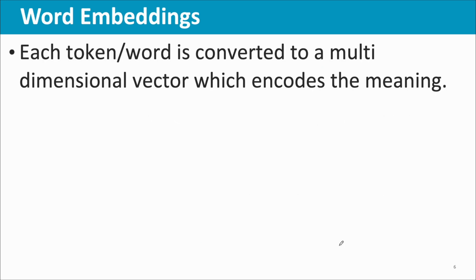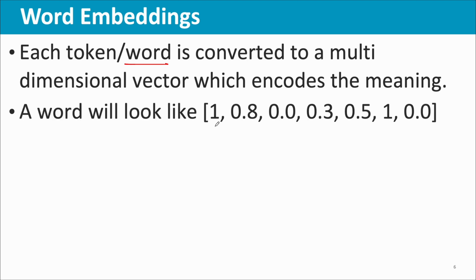Each token or word is converted to a multi-dimensional vector which encodes the meaning. So each word, let me omit the word token for now, even though it is important, but for easier understanding, I will not talk about token. Let us take it as each word. Each word is converted to a multi-dimensional vector based on its meaning. So a word will look something like this: 1.8, 0.0, and each of these are called the dimensions of the vector.